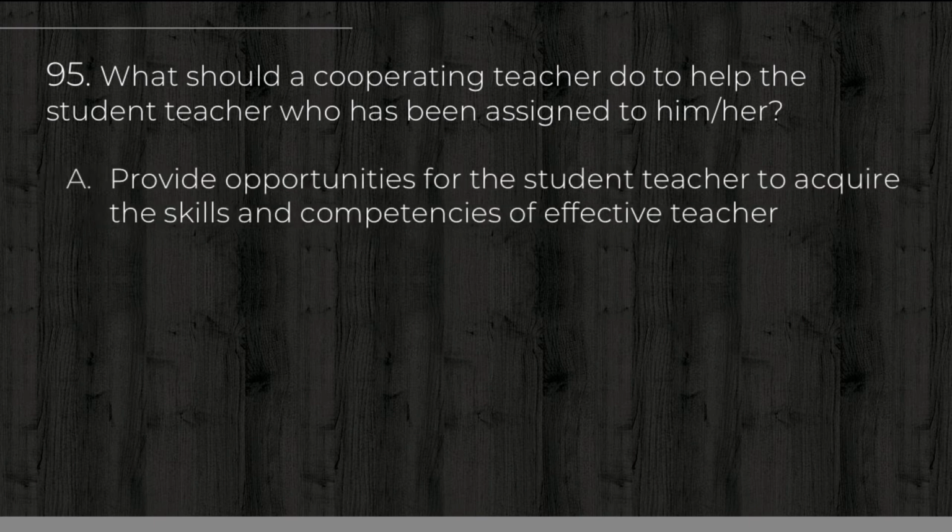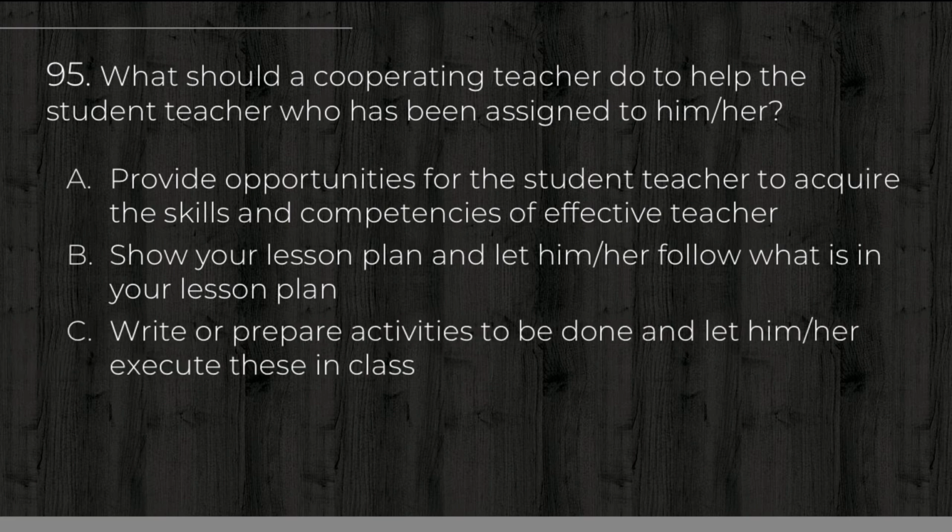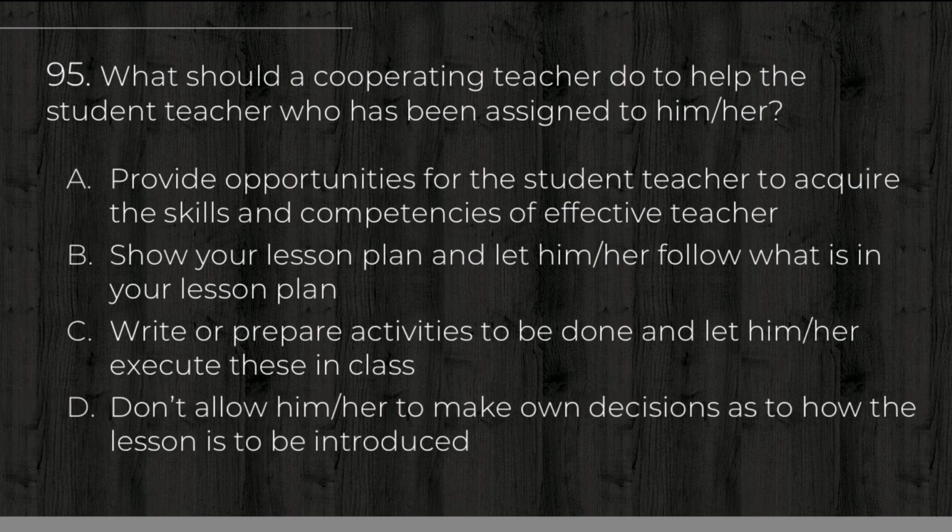Number 95, what should a cooperating teacher do to help the student teacher who has been assigned to him or her? Letter A, provide opportunities for the student teacher to acquire the skills and competencies of effective teacher. B, show your lesson plan and let him or her follow what is in your lesson plan. C, write or prepare activities to be done and let him or her execute this in class. And letter D, don't allow him or her to make own decisions as to how the lesson is to be introduced. So 95 is letter.